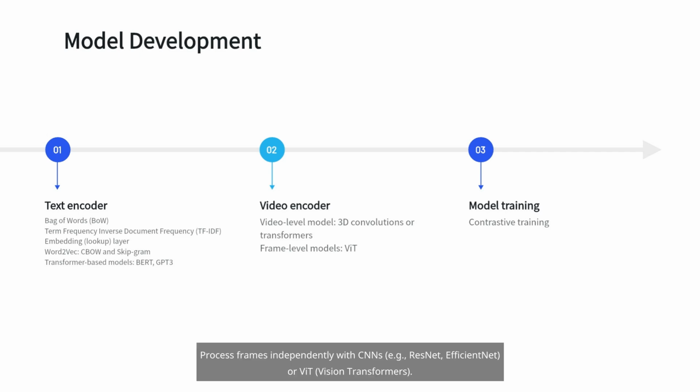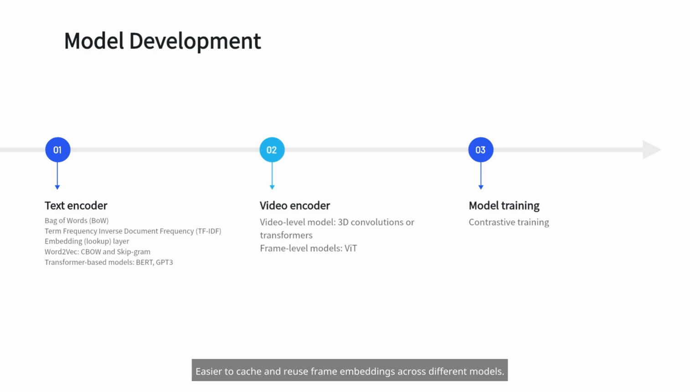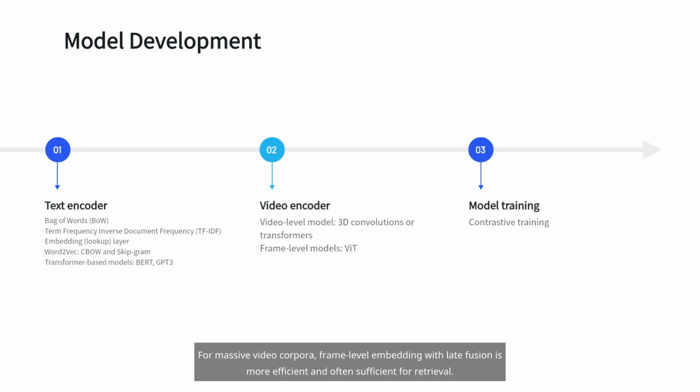Frame-level models. Process frames independently with CNNs, e.g., ResNet, EfficientNet, or ViT, vision transformers. Embed sampled frames, then aggregate via average pooling, RNNs, or attention. More scalable for long videos where full frame processing is impractical. Easier to cache and reuse frame embeddings across different models. For massive video corpora, frame-level embedding with late fusion is more efficient and often sufficient for retrieval.